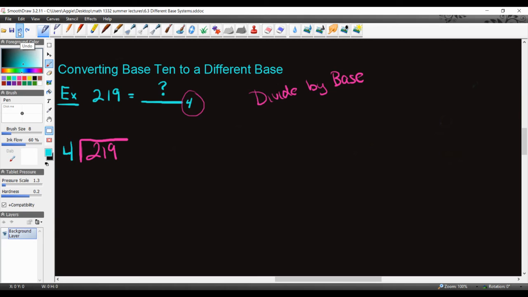Actually, I don't want to put that in blue. I want to put that in the same color. So let's do that real quick. Okay, so 219 divided by 4. This is regular old-fashioned division. So 4 goes into 21 5 times, okay? 5 times 4 is 20. Bring down the 9. 4 goes into 19 4 times. And 4 times 4 is 16 with a remainder of 3.